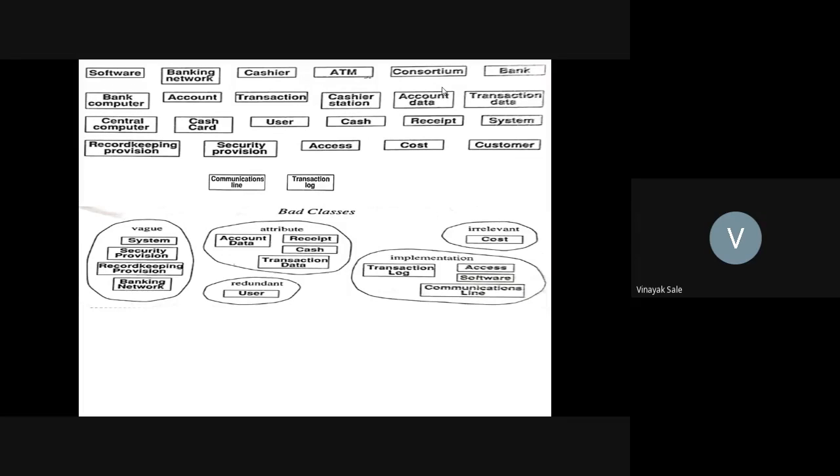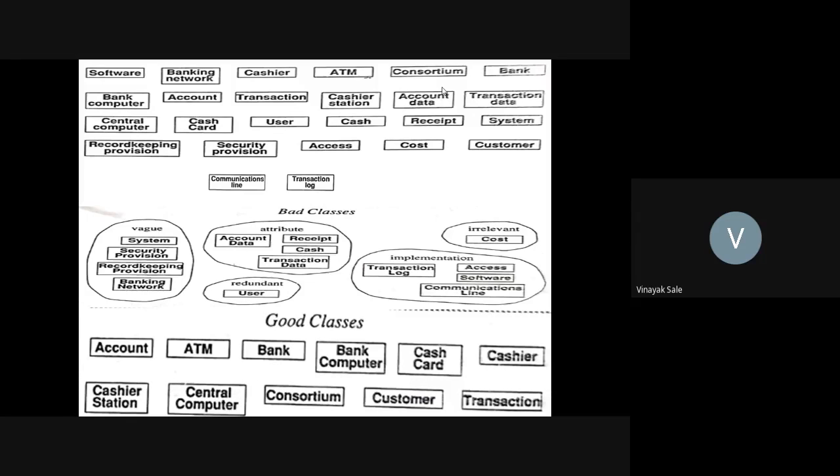There are also some good classes such as account, ATM, bank, computer bank, that is bank computer, cash card, cashier, cashier station, central computer, consortium, customer, transaction. So these are nearly about 16 classes that can be classified into bad classes as well as good classes.